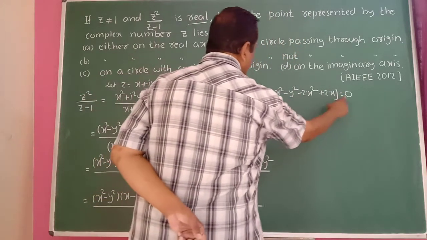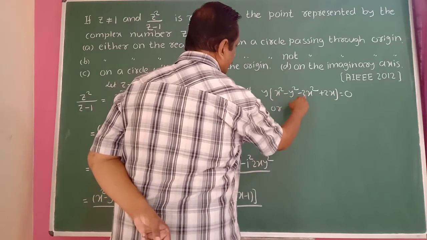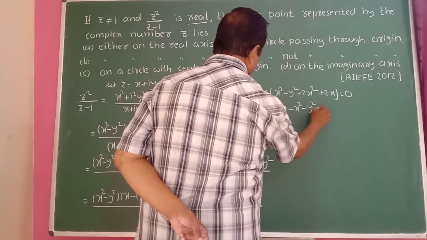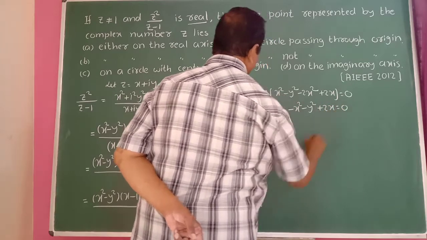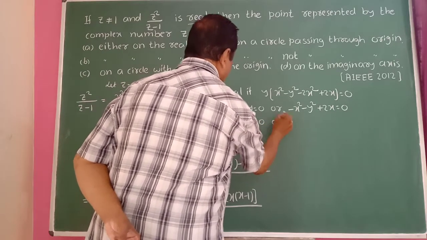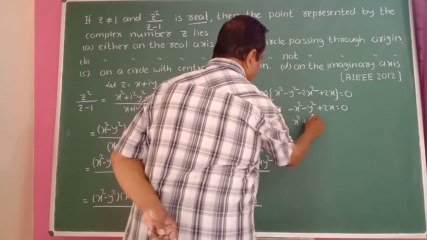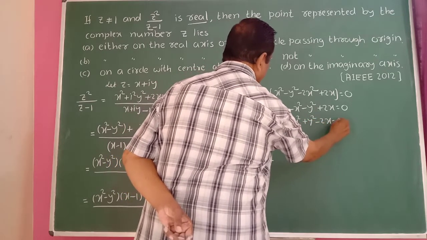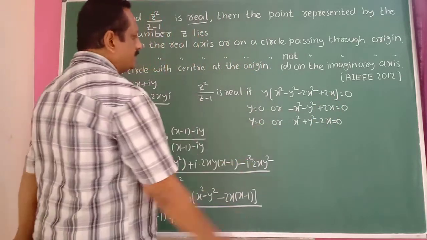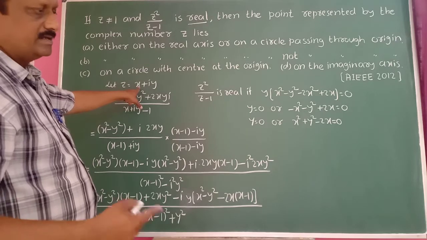Therefore, y is equal to 0 or x square minus 2x square is minus x square, so minus x square minus y square plus 2x is equal to 0. Therefore, y is equal to 0 or, multiplying both sides by minus 1, x square plus y square minus 2x equal to 0. If y is 0, then z equal to x, which means it lies on the real axis.